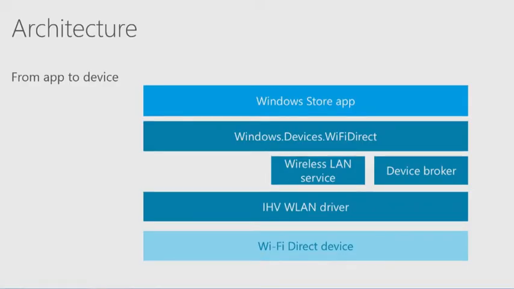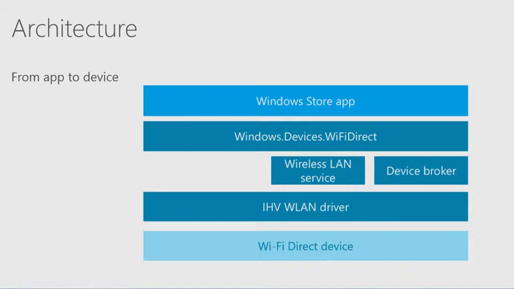Let's walk through the architecture of how things are laid out. Right on the top, you have the Wi-Fi Direct application that we will show you how to build. There is a bunch of plumbing in the middle. We have our API projection for the Windows Store app. The namespace for that projection is windows.devices.Wi-Fi Direct. This interacts with our device broker and the Windows Wireless LAN service.